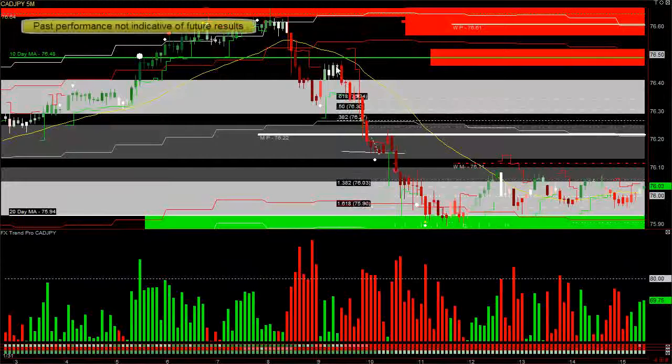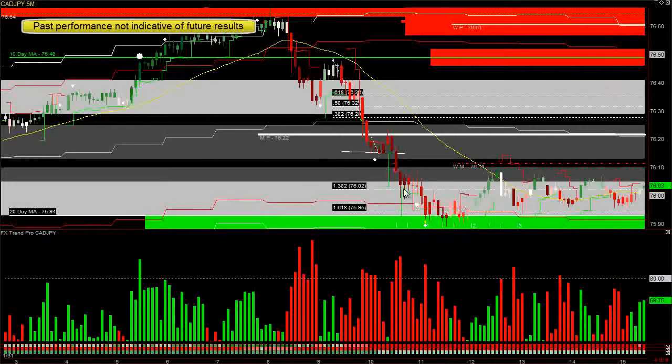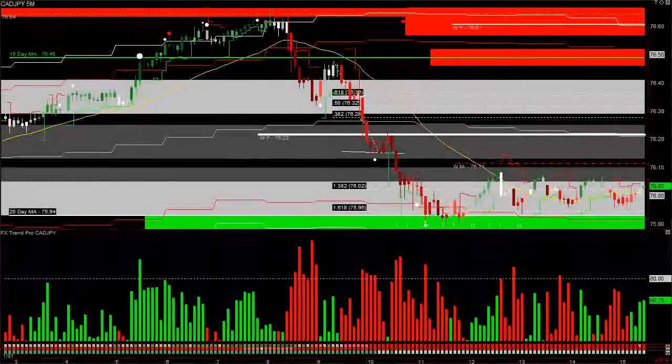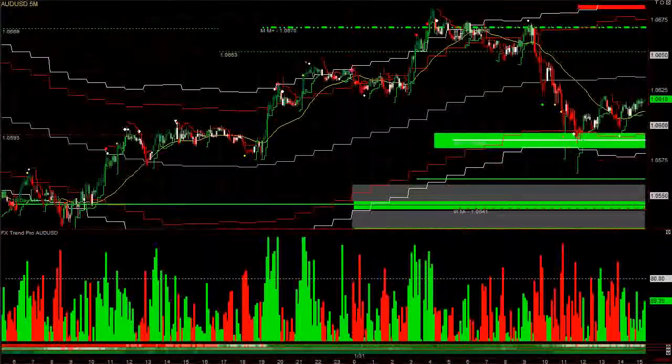Oops, let me see, I didn't draw that correctly. There we go. So if you got out of this trade right here at 02, you got about 10 pips while risking 10 pips. Not the best trade in the world.